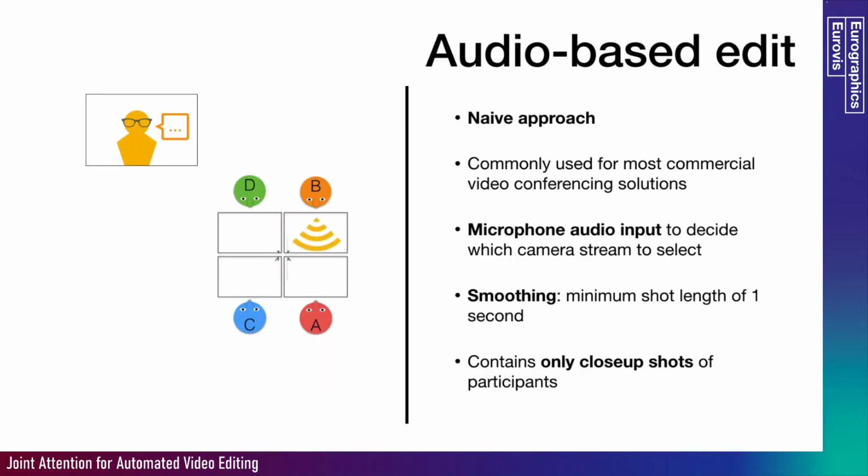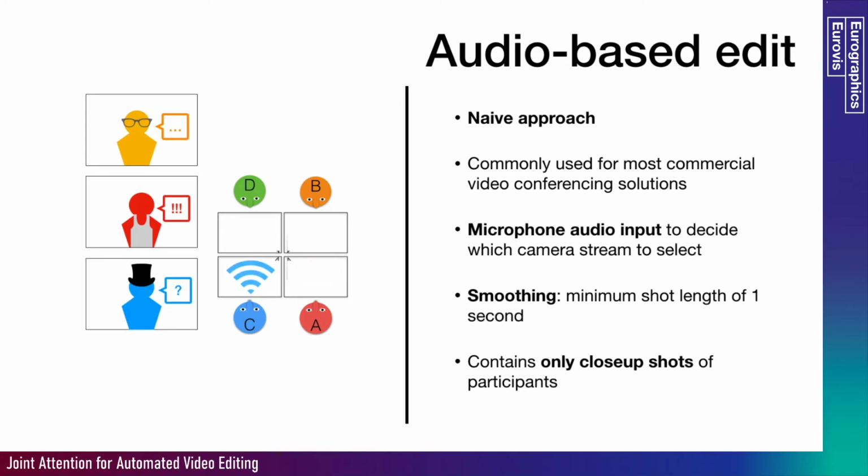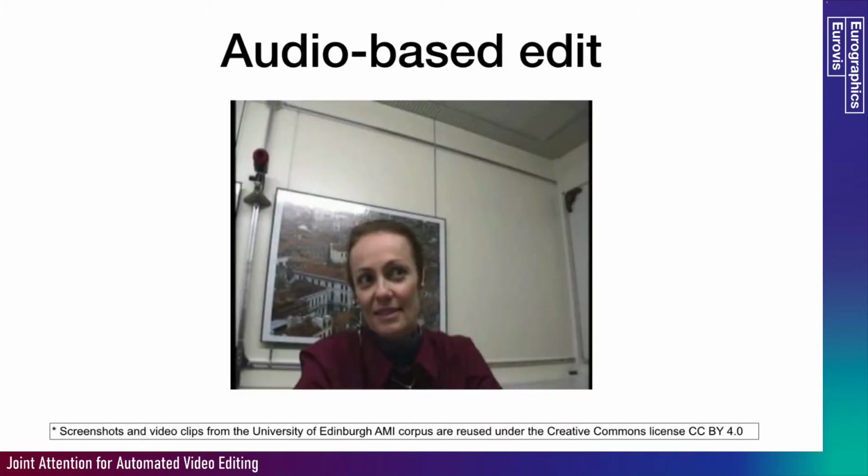So the first approach that we implemented is the audio-based edit. It is a naive approach that chooses the camera stream showing the person who has the highest microphone amplitude on their headset. And so there is no smoothing, that is, minimum shot length is 1 second, and contains only close-up shots of the participants. Here's an example of the audio-based edit.